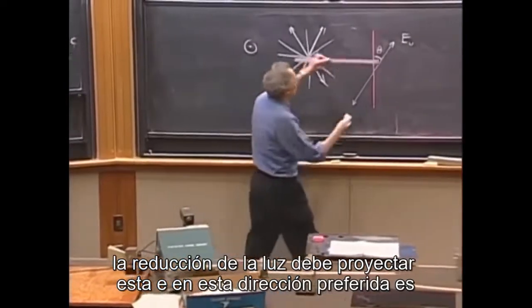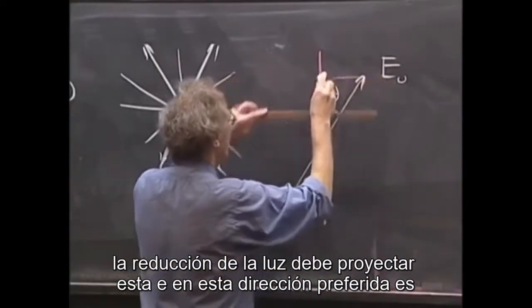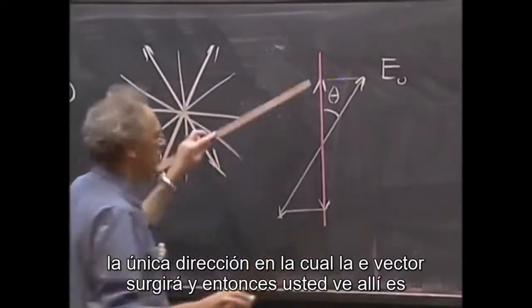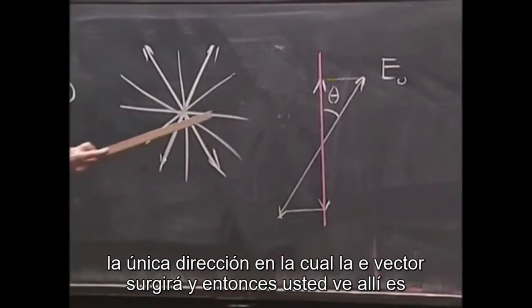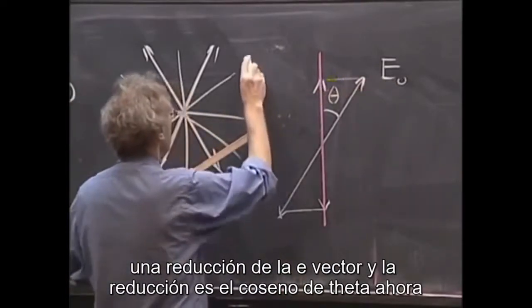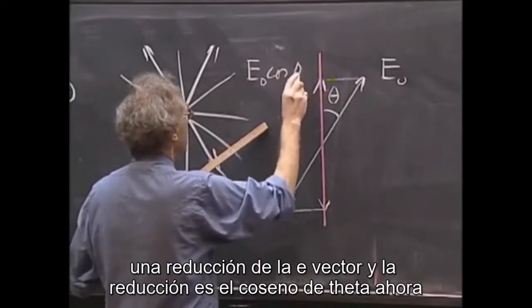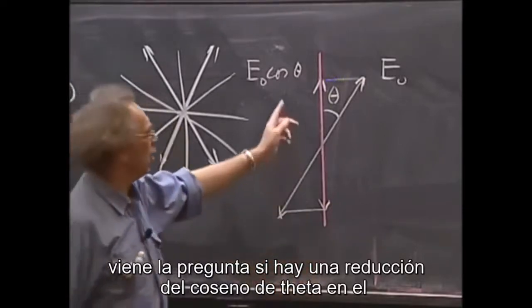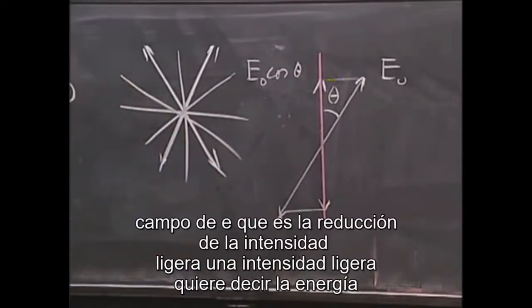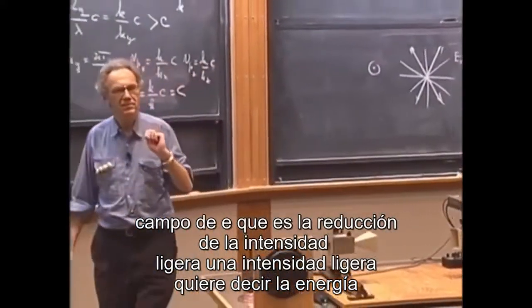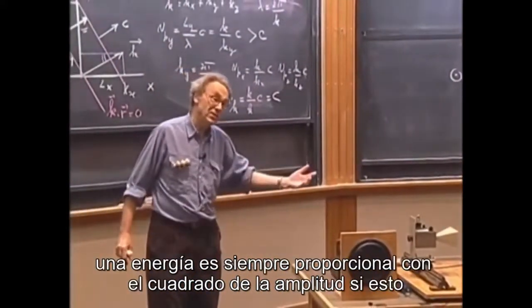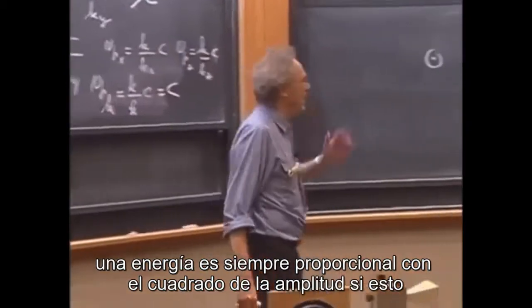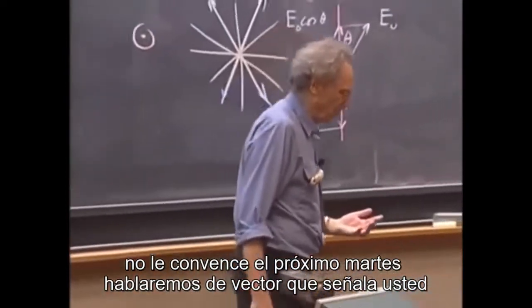Now, one way to explain the reduction in light is to project this E onto this preferred direction. It is the only direction in which the E vector will emerge. And so you see there is a reduction of the E vector, and the reduction is the cosine of theta. Now comes the question, if there is a reduction of the cosine of theta in the E field, what is the reduction in light intensity? Well, light intensity means energy. And energy is always proportional with the square of the amplitude.